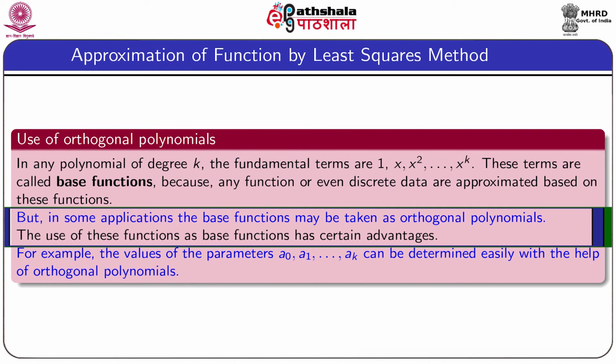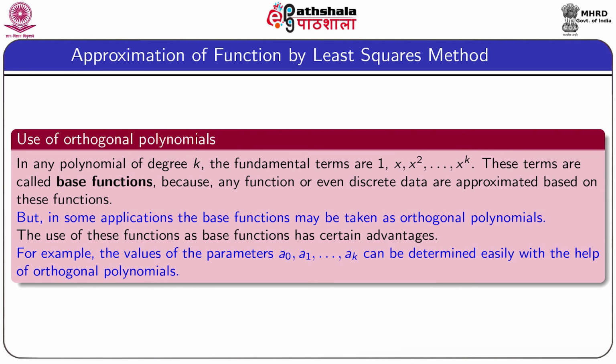But in some applications, the base functions may be taken as orthogonal polynomials. The use of these functions, that means orthogonal polynomials, as base functions has certain advantages. For example, the values of the parameters a0, a1 up to ak can be determined easily with the help of orthogonal polynomials.